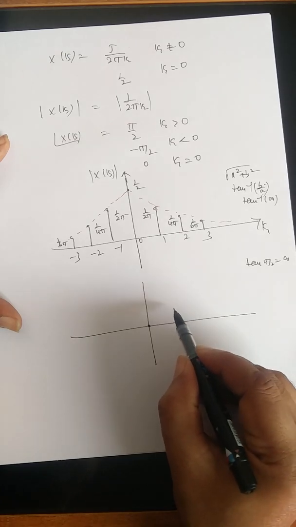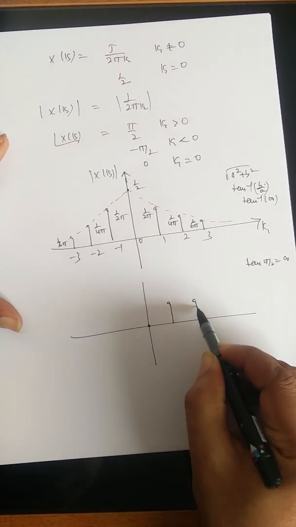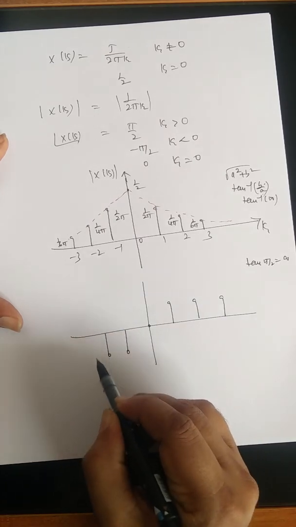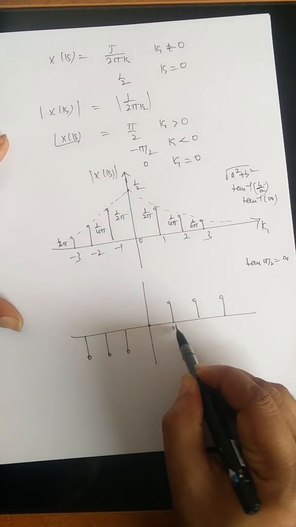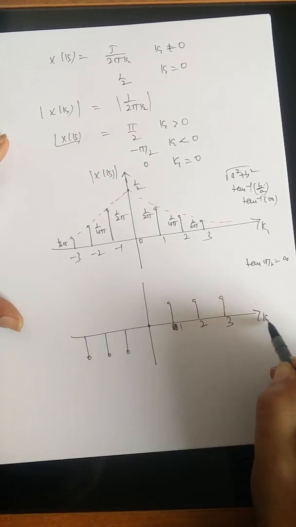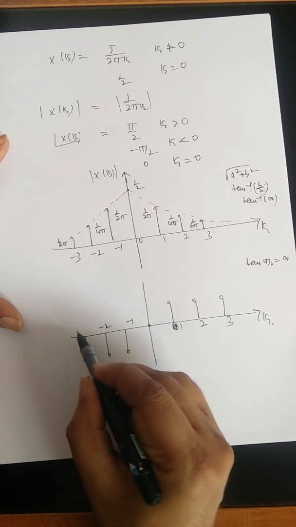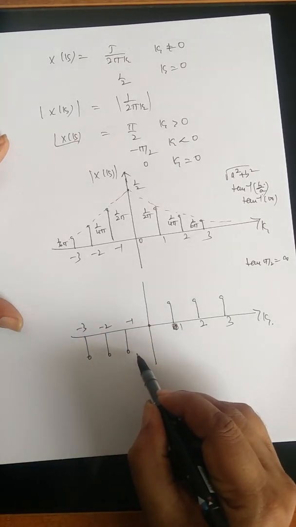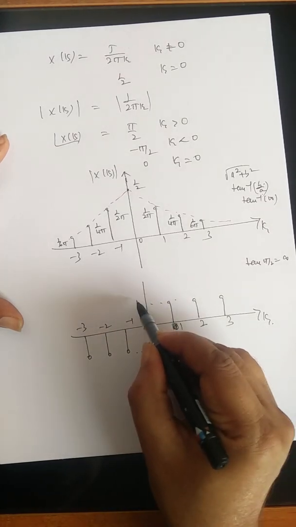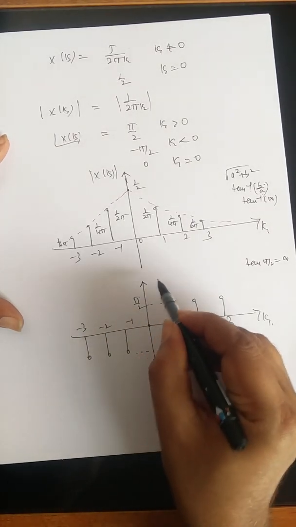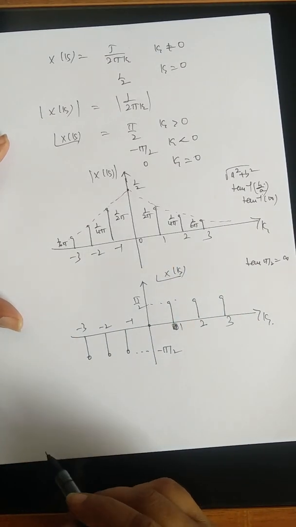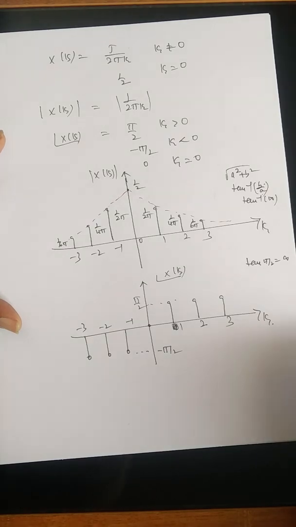When k is positive, all answers are pi by 2. This is k is 1, 2, 3. This is minus 1, this is minus 2, this is minus pi by 2, this is plus pi by 2. This is the angle of x of k. Okay, this completes the problem.